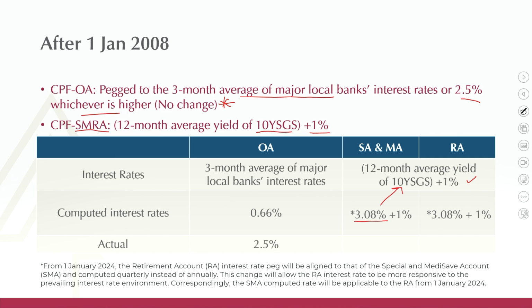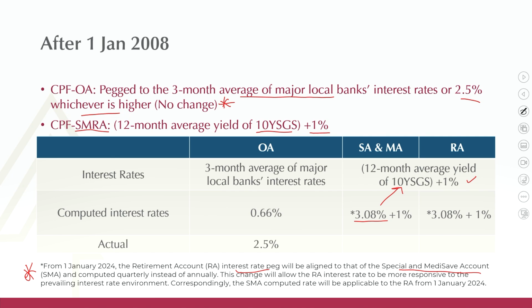But in the past, not too long ago, just last year, the retirement account interest rate tended to be different from that of the special and Medisave account interest rate. That is because the time duration that the CPF Board used to calculate the interest was different. But notice from this footnote here, from 1st January 2024 onwards, the retirement account interest rate peg will be aligned to that of the special and Medisave account.